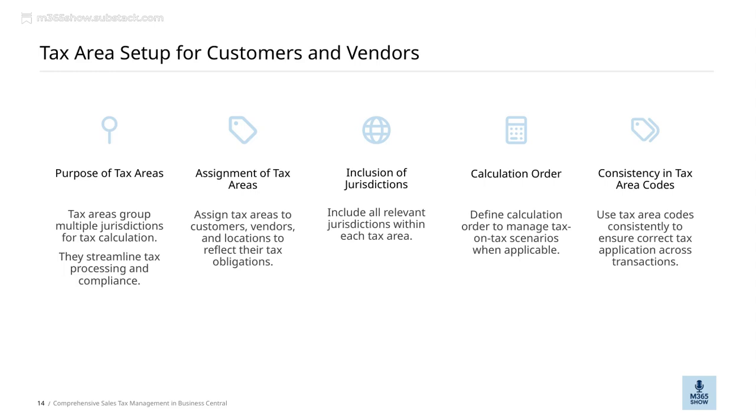Assigning tax areas to customers, vendors, and locations is another crucial step. It reflects their specific tax obligations and helps us apply the right tax rules directly. Finally, remember that tax areas group together multiple jurisdictions for the purpose of tax calculation. They simplify the process, making tax compliance more efficient and manageable across our business. This setup ultimately supports our goal of accurate, consistent tax management in Business Central.